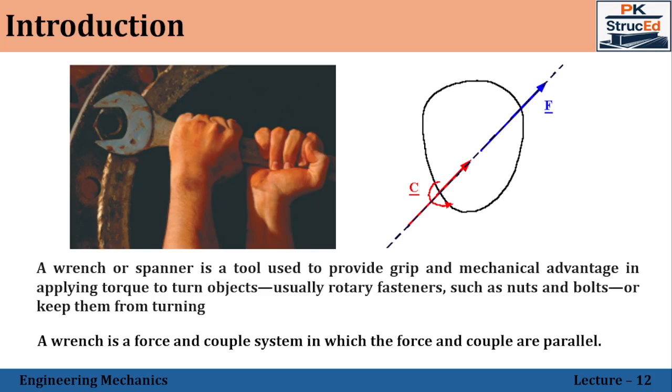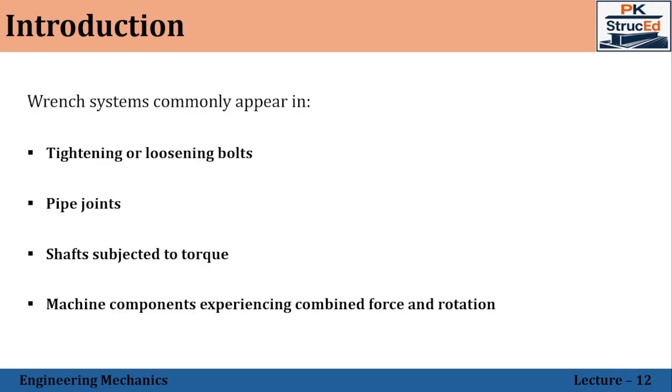So this definition is extremely important. Unlike a general force couple system, in a wrench, the line of action of the force and the axis of the couple are aligned in the same direction. Wrench systems commonly appear in tightening or loosening bolts, pipe joints, shafts which are subjected to torque, and machine components experiencing combined force and rotation.